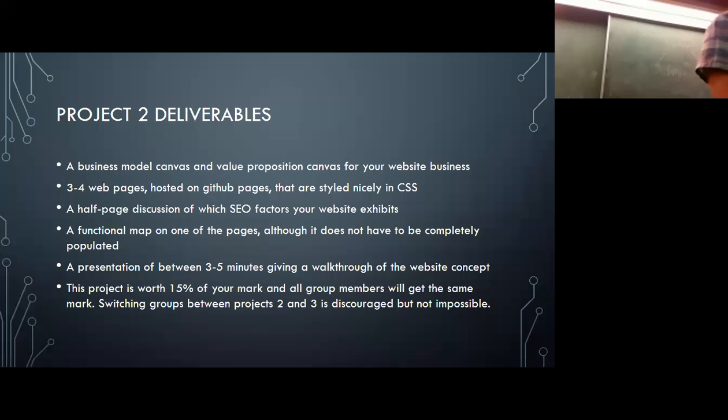No? Okay. Everybody in a group is going to get the same mark on this project. I really discourage switching projects between Project 2 and Project 3 because we are going to build a back end for the Project 2 code in Project 3, so you're going to be a lot better able to work on something that you've worked on the front end for. But I have had people want to switch between projects before, and it's not absolutely impossible, but I would really discourage it.